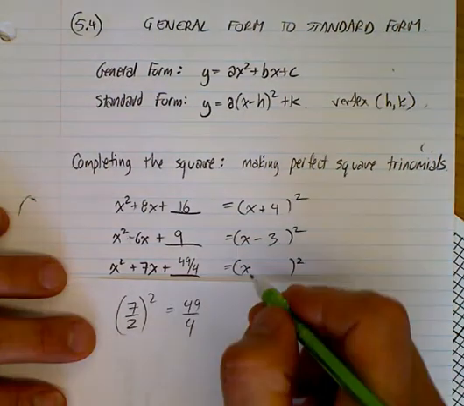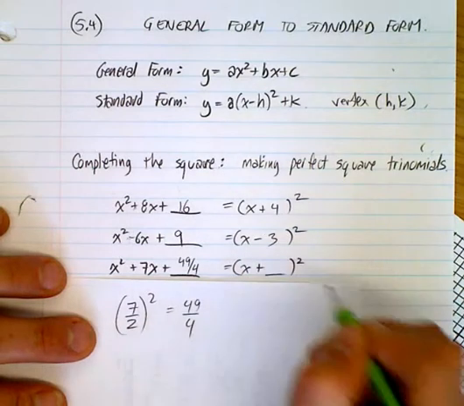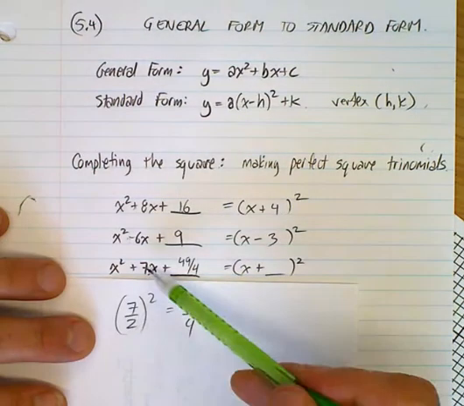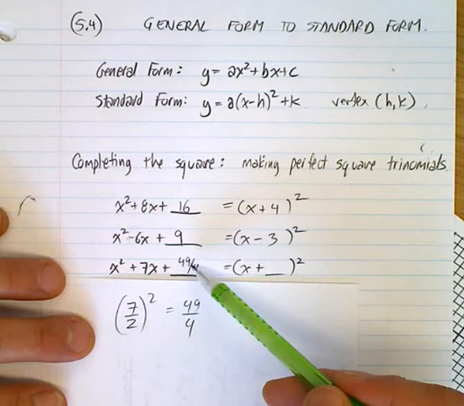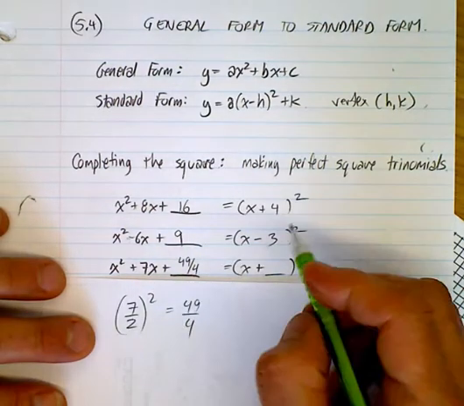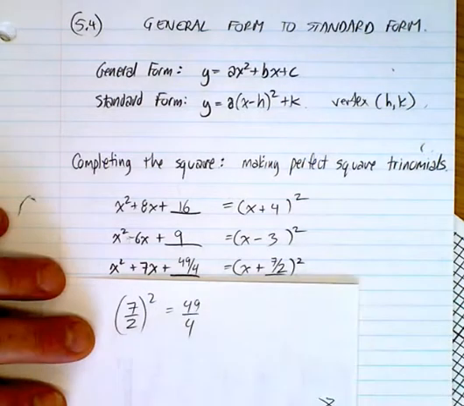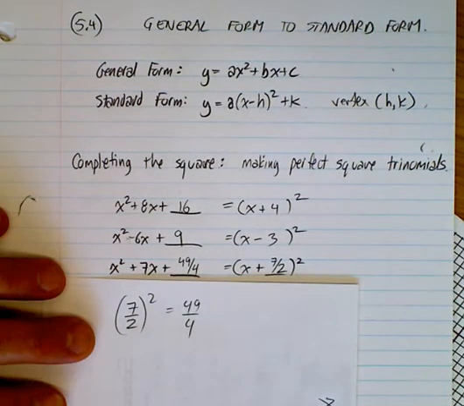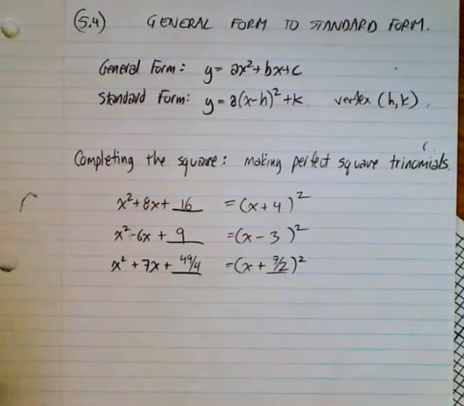The tricky part now would be to figure out what goes here. Now remember the process. Half it and then square it. Well, that point where you halved it is what goes in here. And there you go. That's your perfect square trinomial. Okay? Now, the next step would be looking at a situation where we don't have a perfect square.